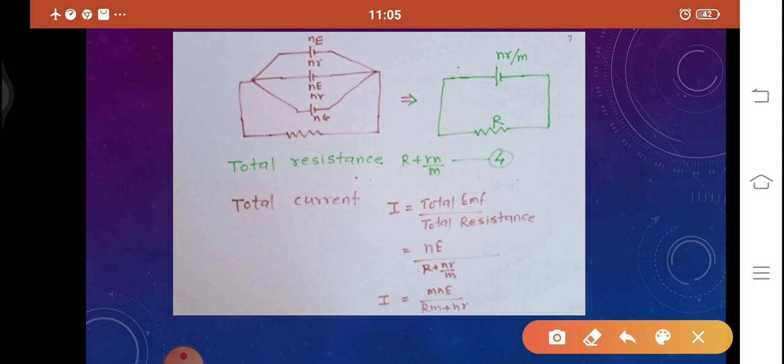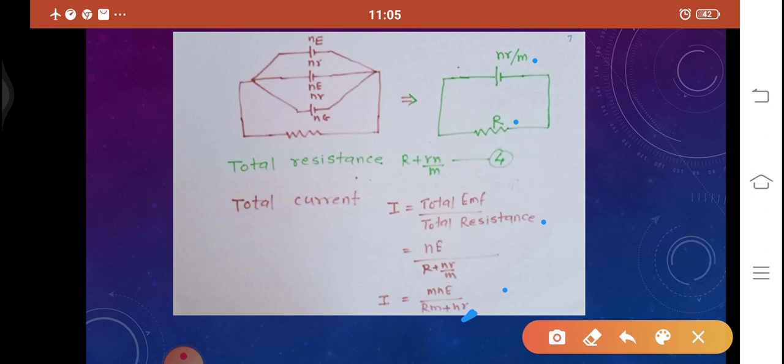So total current I equals E upon R. This R will be R plus nr upon m. Then take LCM, and nE nr goes this side. For maximum current, in which case will the current be maximum? Yesterday also the same question was there. The current will be maximum if the resistance is less. Which resistance? This resistance, you see carefully. What is the least value of this resistance? You can minimize it, and the minimum value of this is 0.